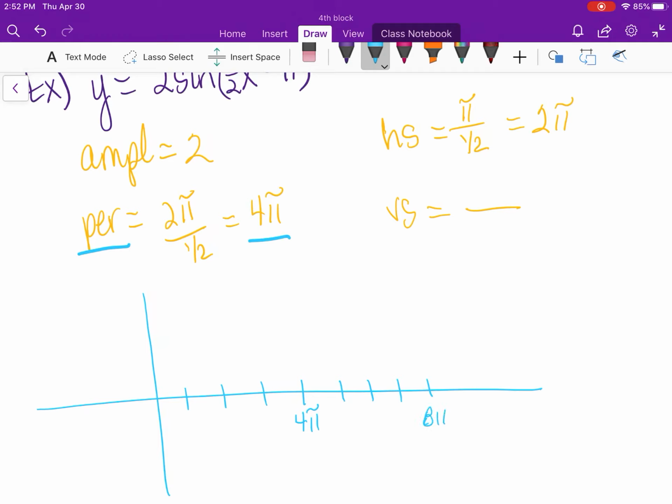When we graph, we usually want to graph at least 2 periods, so I'll come out here. That's going to make that 8 pi. Now, if my 4th mark is 4 pi, what's the first mark? Yeah, that's going to be pi. I just take that period and divide by 4, and that tells you what your scale should be. Now, my amplitude is 2.